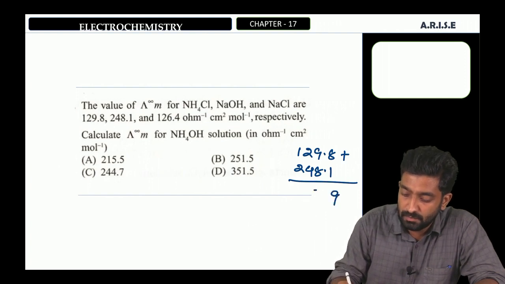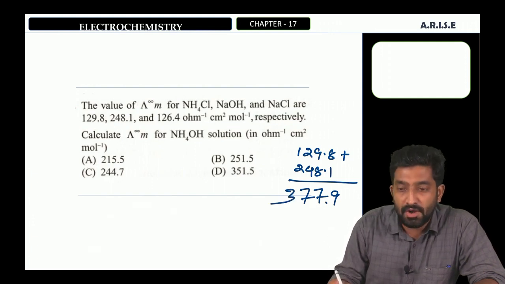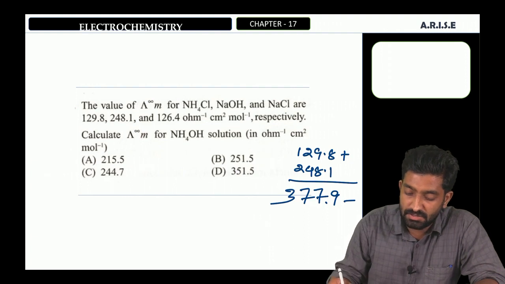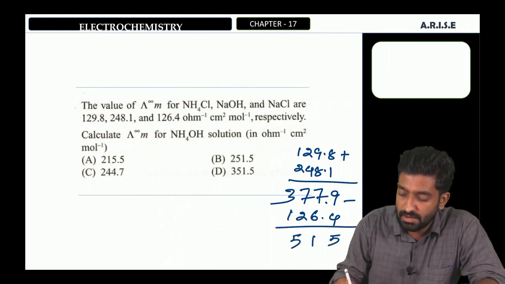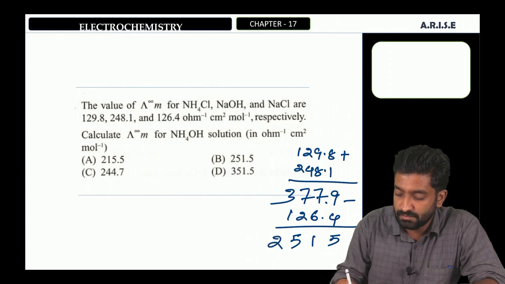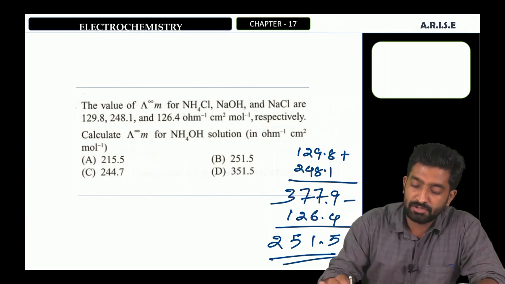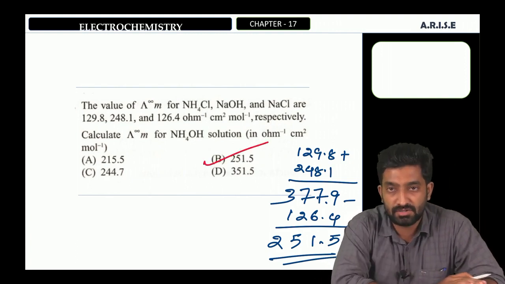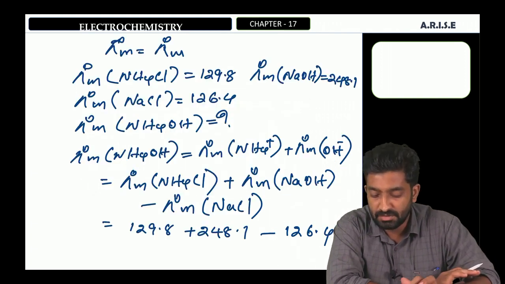And -126.4. Okay. That is 251.5. That is option B is the correct answer. That is 251.5. Clear? It's a simple question.